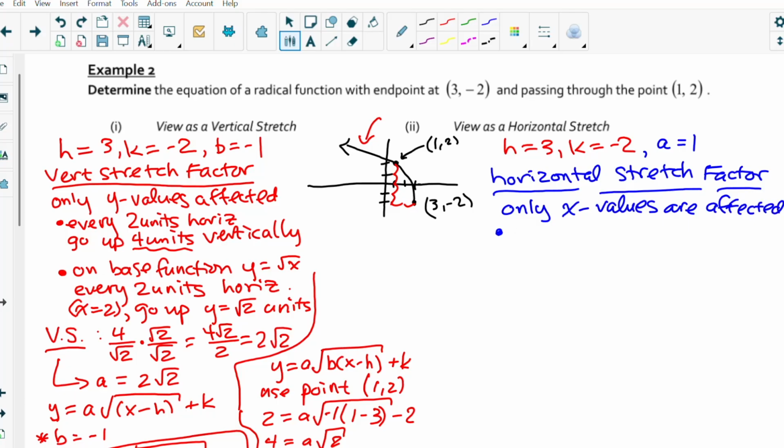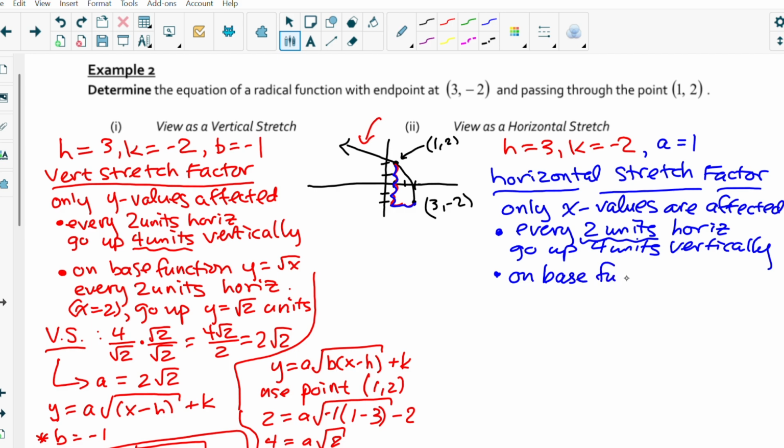So let's look on our graph. Every 2 units, same deal. I go 1, 2, 3, 4 units up. Every 2 units horizontally, go up 4 units vertically. So this time I'm concerned with the 2 units. And I'm going to keep the vertical unit the same.